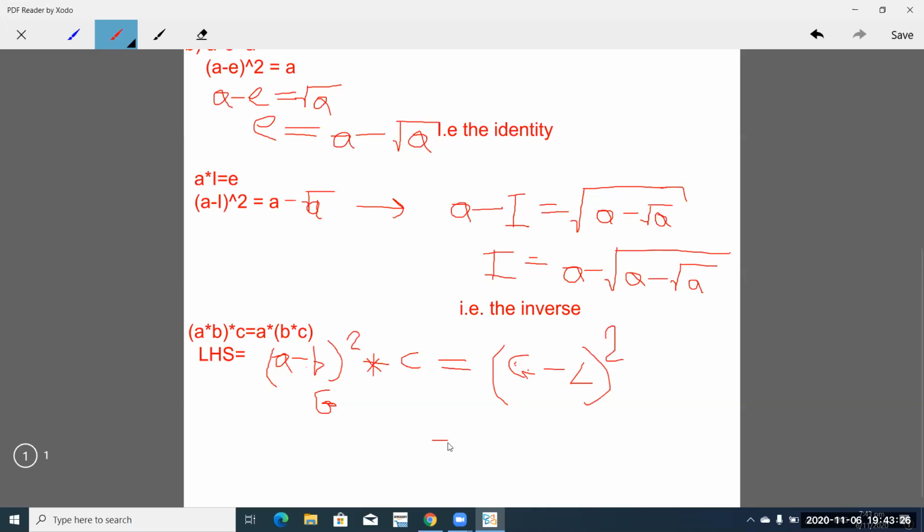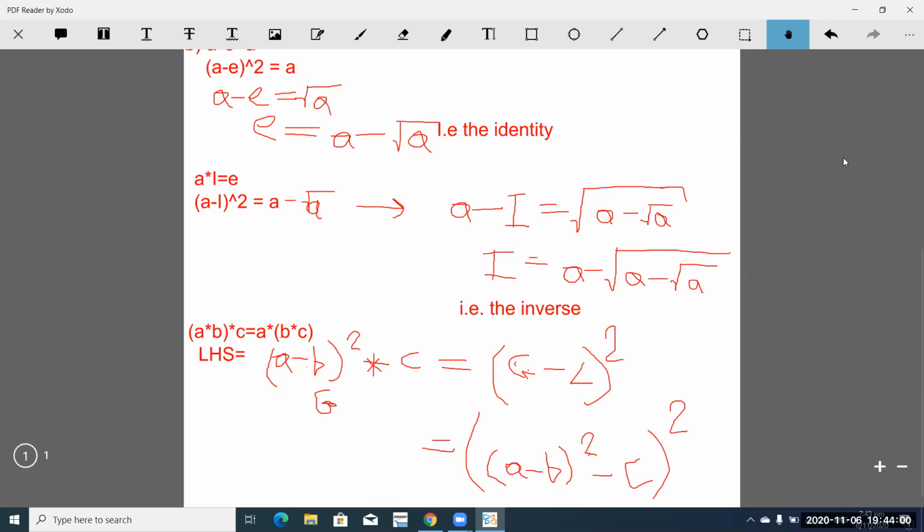what is G? G in this case is A minus B all square. So that means that G minus C is really just A minus B all square minus C, close bracket, all square. All right? And that is what A star B star C is. Good?